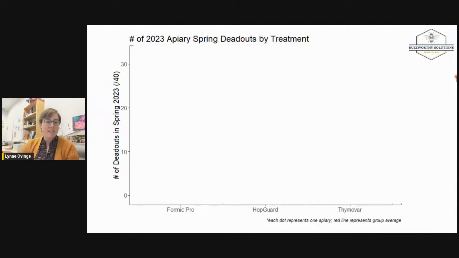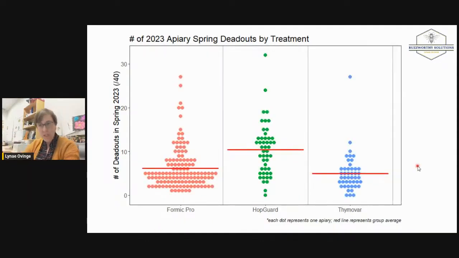So we'll get into the data here. On the left, we've got the number of dead outs in spring 2023. This is out of 40. So he's got yards of 40, just like in the picture. This is not percent deads, okay? And then at the bottom, we've got Formic, HopGuard, and Thymovar. And this is what he found.